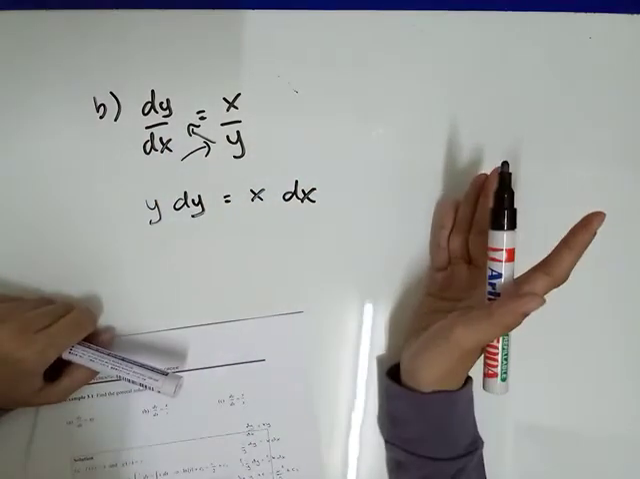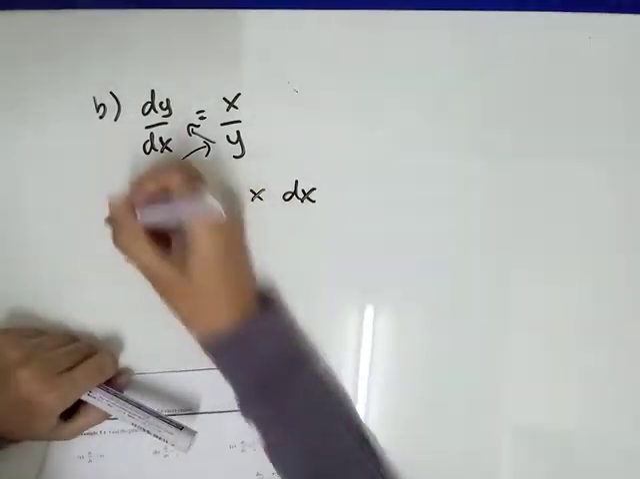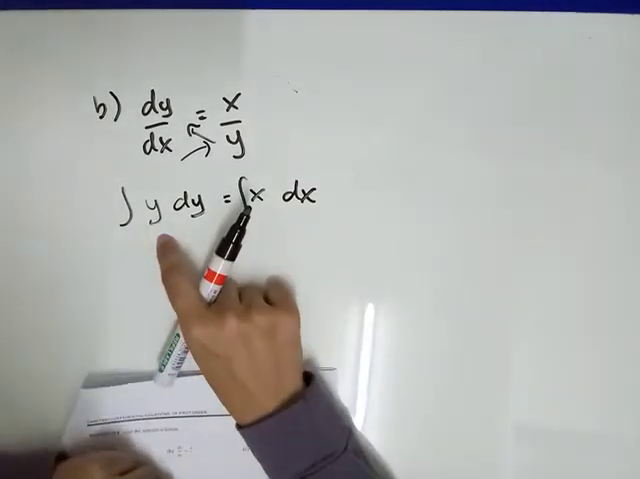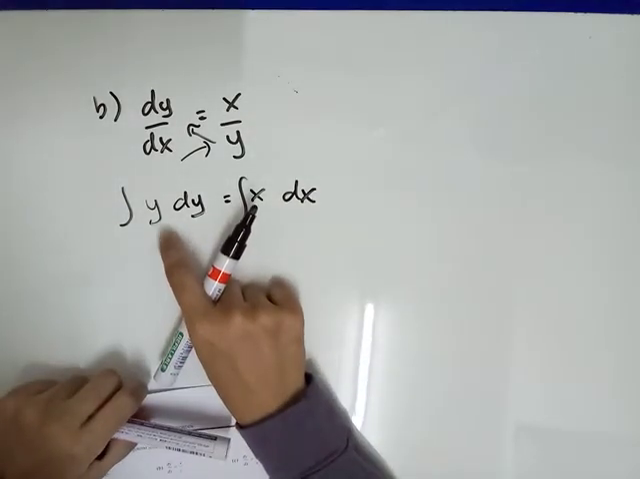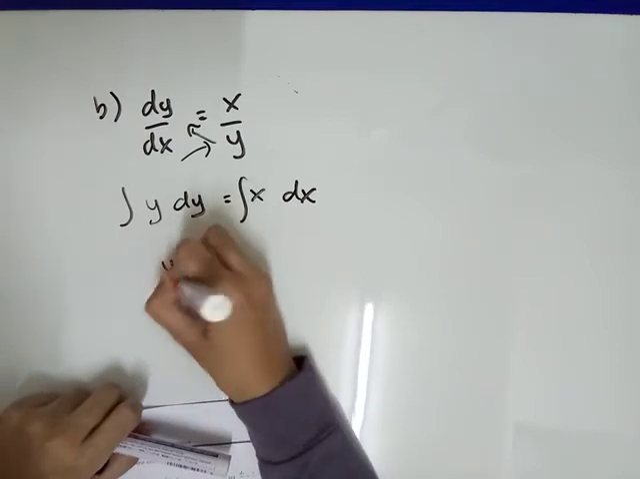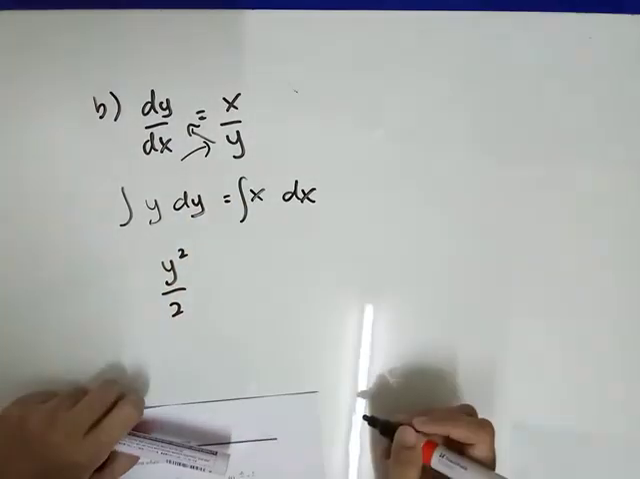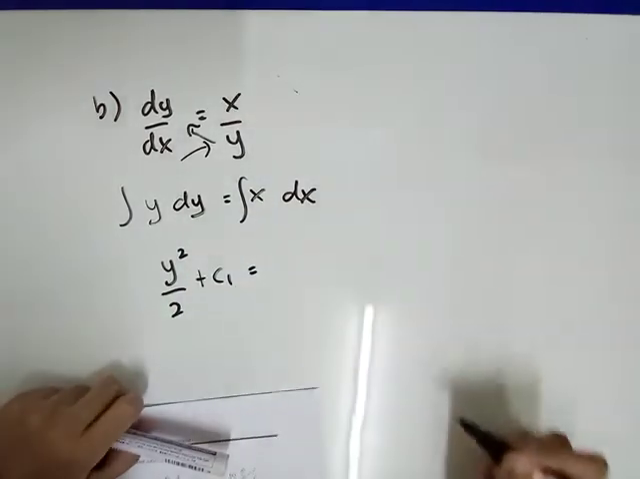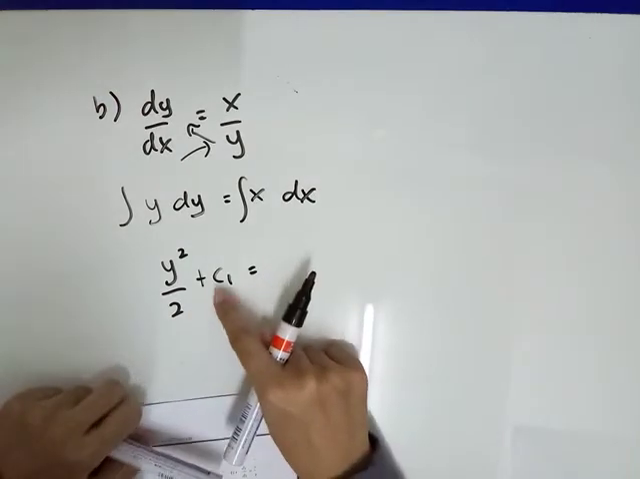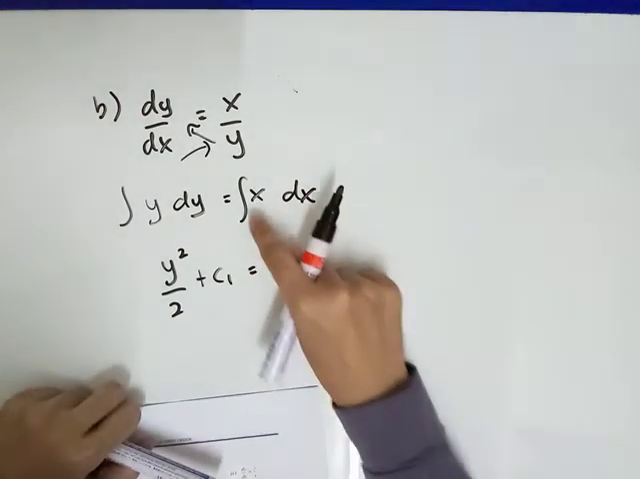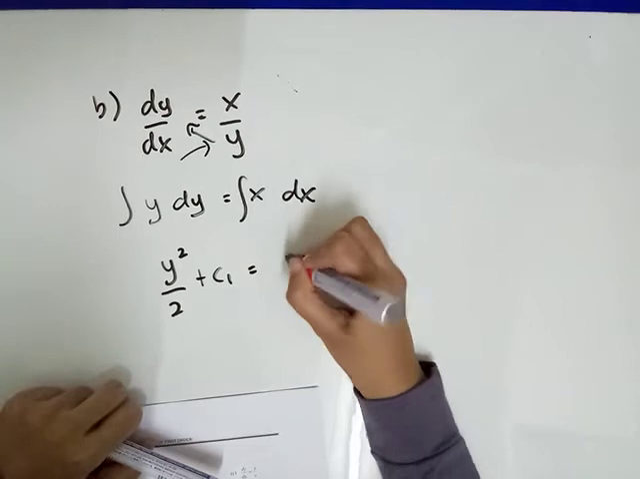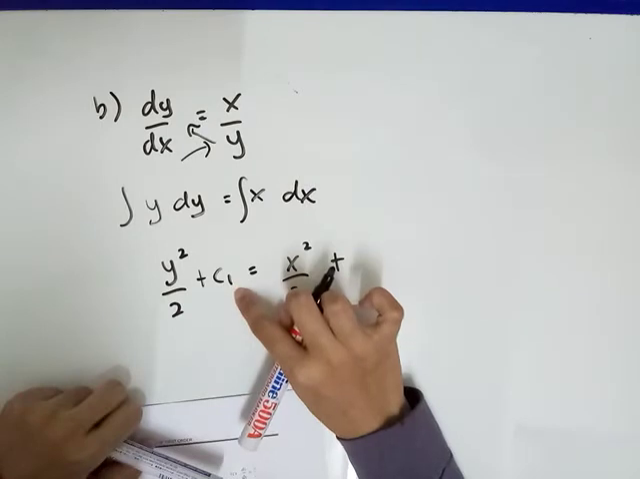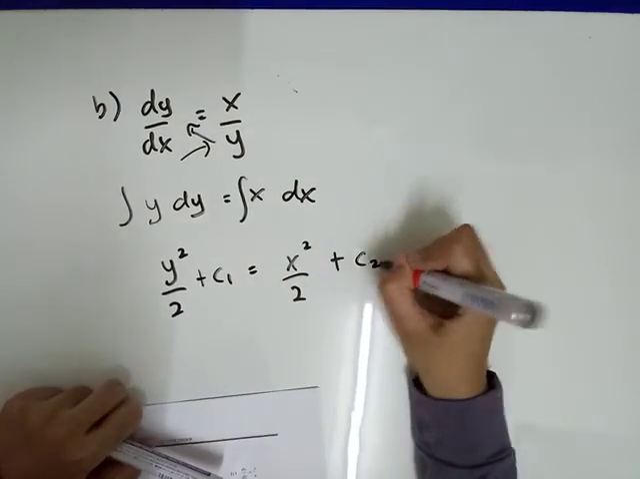Okay, and then what? We need to integrate both sides. Integrate both sides. So integrate y, how do we get? Integrate y will become y square over 2. Ingat lagi tak? Y square over 2 plus c1. After integrate, we need to add c. And then integrate x. We get x square over 2 plus, because this one is c1, so this is c2.